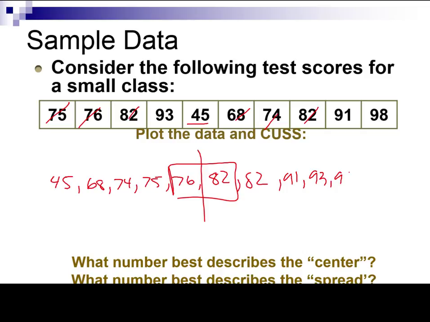Now, as far as spread is concerned, I would say, in this case, it looks like numbers go from 45 to 98. Or I can also say, what's 98 minus 45? 53. The numbers range 53 units wide. Okay? Did I do that wrong?